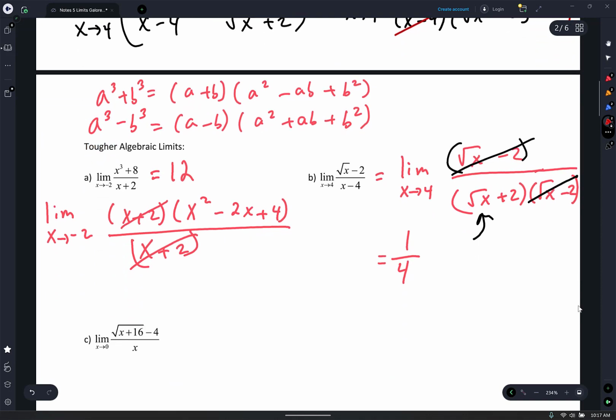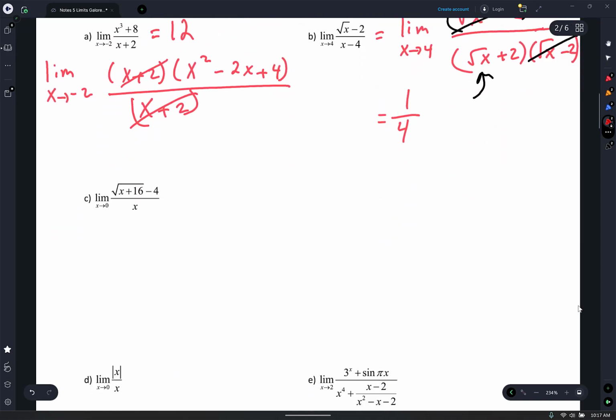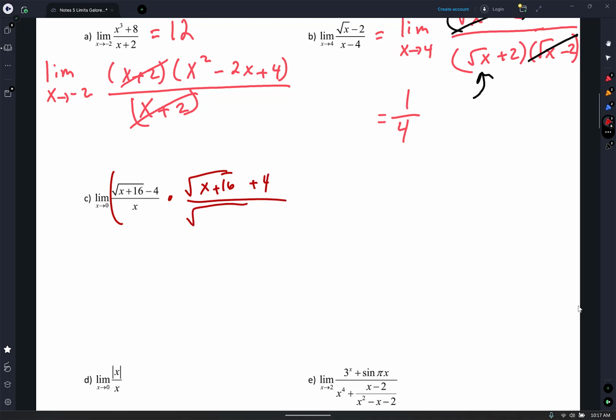All right, here we go. Letter C. Oh, I don't know what to do on that one. You're going to multiply by the conjugate. Square root of x plus 16, and then change that minus to a plus, and then make both numerator and denominator the same thing. Like that. Why does it work? Because it's like the difference of squares. (a plus b)(a minus b) is a squared minus b squared. So the square roots go away.